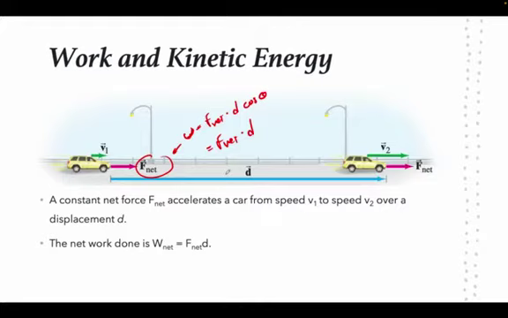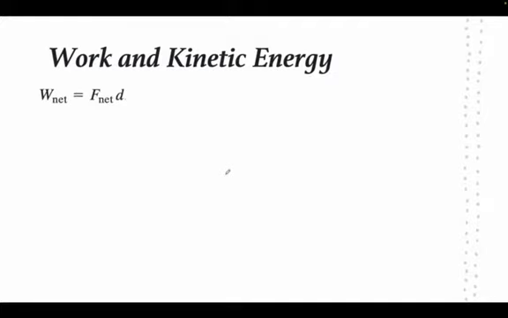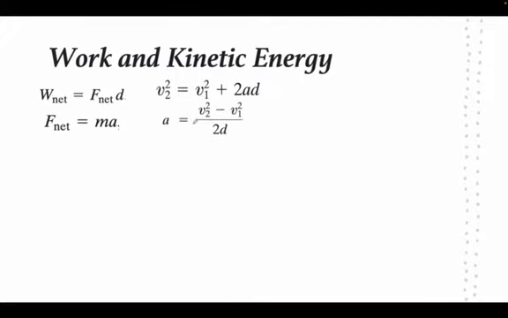Now let's analyze this example a little bit deeper. So we know that work is equal to force times distance. We also know that net force is equal to mass times acceleration. Now let's find out the acceleration of the car. So the acceleration of the car will be found by using this formula. So the car undergoes a certain acceleration to change its velocity from V1 to V2. If we rearrange this formula to solve for acceleration, we get that acceleration is equal to V2 squared minus V1 squared divided by 2d.